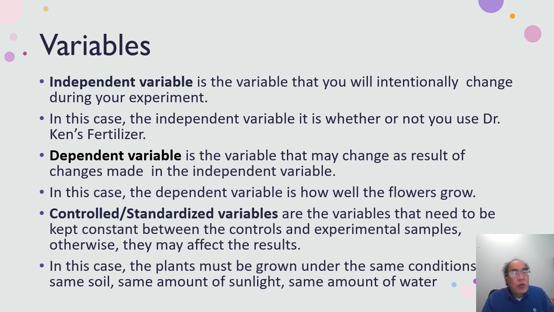And then we have controlled and standardized variables. These are variables that must be kept constant between the controls and experimental samples. Otherwise, they may affect the results. In this case, our control plants and our experimental plants must be grown under the same conditions, such as the same soil, same amount of sunlight, same amount of water. Okay.